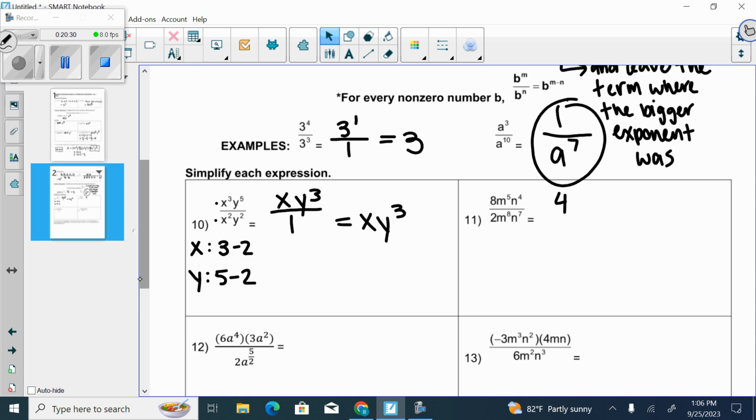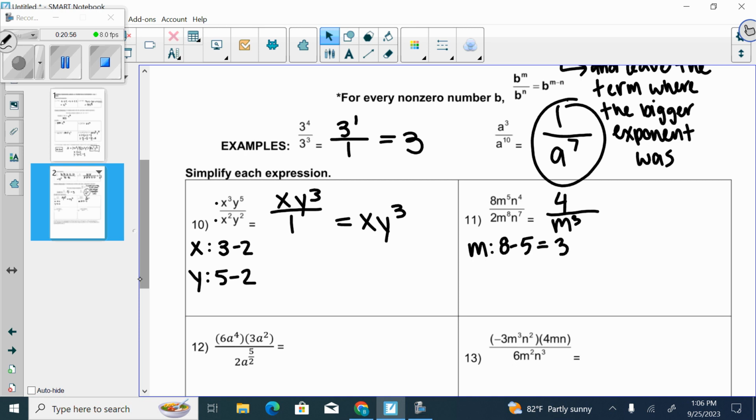Now I worry about my variables. So for m, what were my exponents for m? 5 and 8, so I'm going to subtract them. What is 8 minus 5? 3. m to the third. And where is it going to go, in the top or in the bottom? This one goes in the bottom. So I'll have m to the third in the bottom of the fraction.